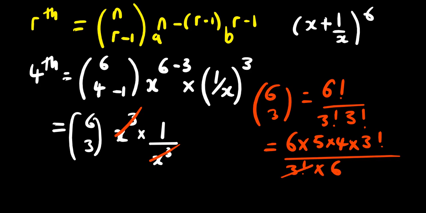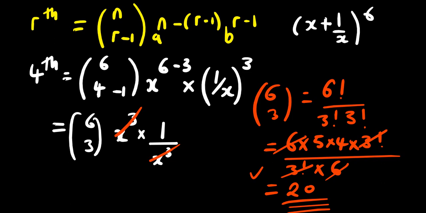So the 3 factorial and the 3 factorial can divide. Then you have 6 and the 6 can divide as well, and they will all give you 1. Then 5 multiplied by 4, that is a 20. So on position number 4, that's where you're going to find a term that is not attached to any letter, and that number is 20. That's how you find the term independent of x.